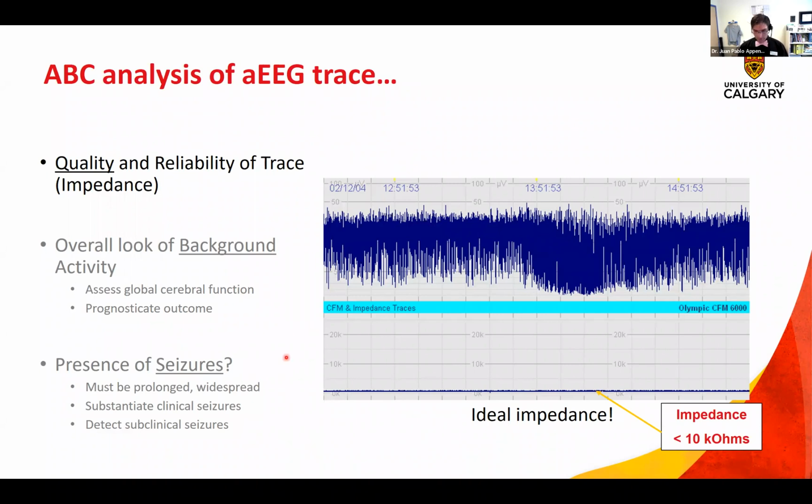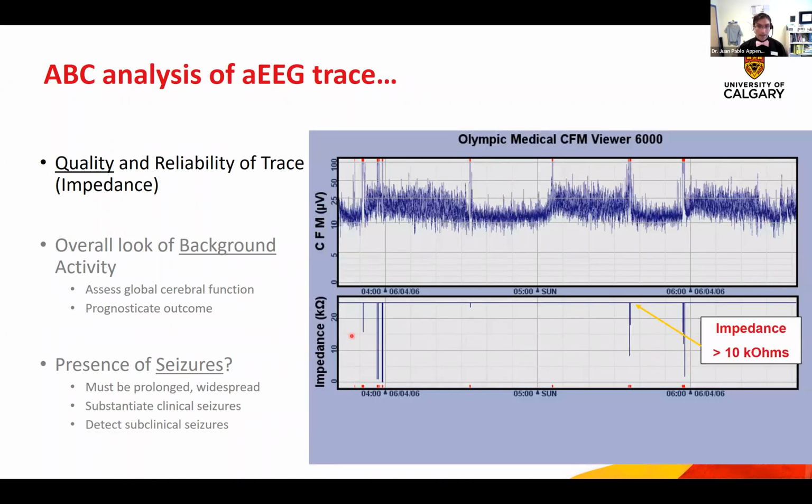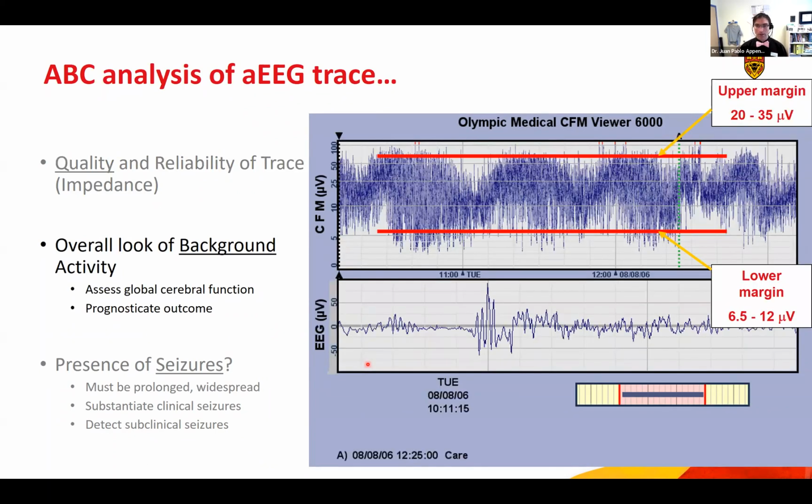So if we have a high impedance, for instance, it will form a waveform that is very abnormal, very unusual, and may make us wonder, is this a seizure or not? And so it's very worrisome if we don't check the impedance. Now, the impedance check is done usually in our traces now in the raw EEG as well.